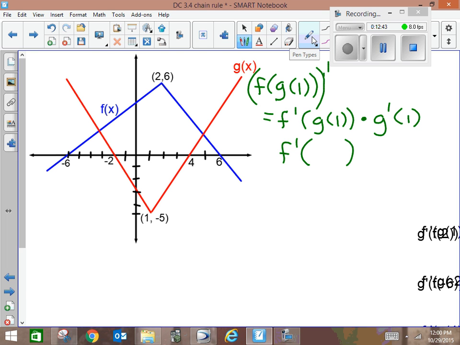What is it? -5. Here's the g of 1. All right, g prime of 1. We don't know. What does g prime of 1 mean?